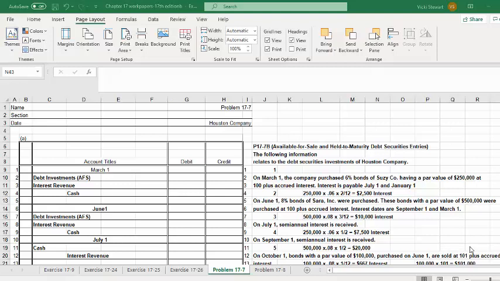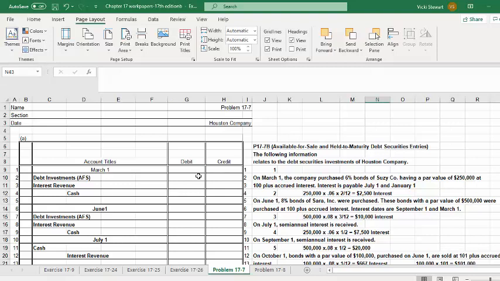Since these bonds were purchased between interest payment dates, we need to calculate the amount of interest. The bond's stated value is $250,000. The interest rate is 6%. It has been 2 months since these bonds paid interest because we're purchasing them on March 1st and the last interest payment date was January 1st. So that means there is $2,500 of accrued interest that we will have to pay to the previous owner.